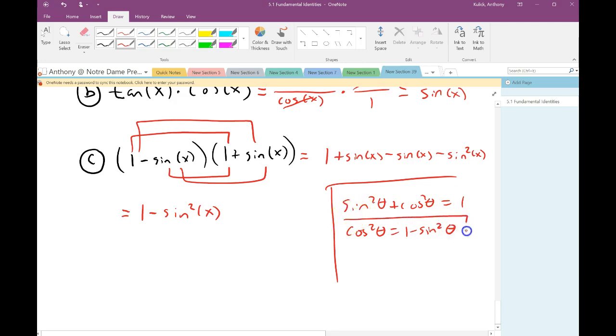Aha! So what can I say about 1 minus sine squared x? That's cosine squared x. I started with the first Pythagorean identity, but I rearranged it to get this thing, and that is the identity that I used to go from that step.